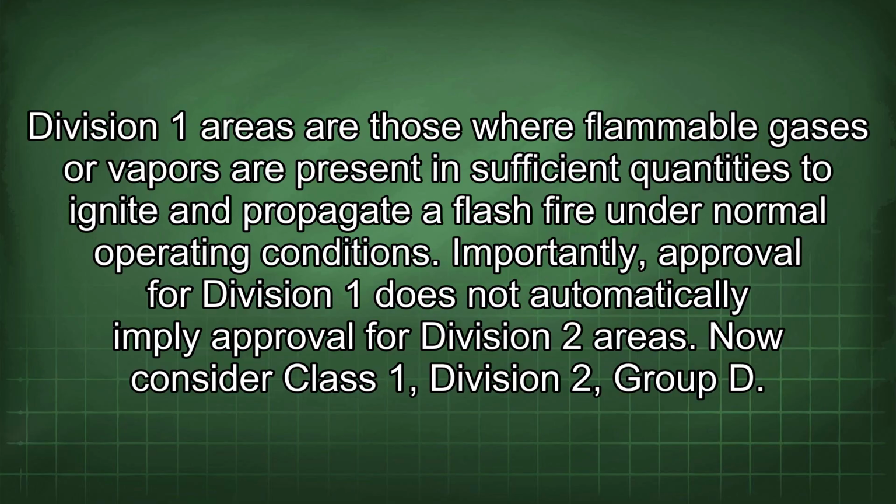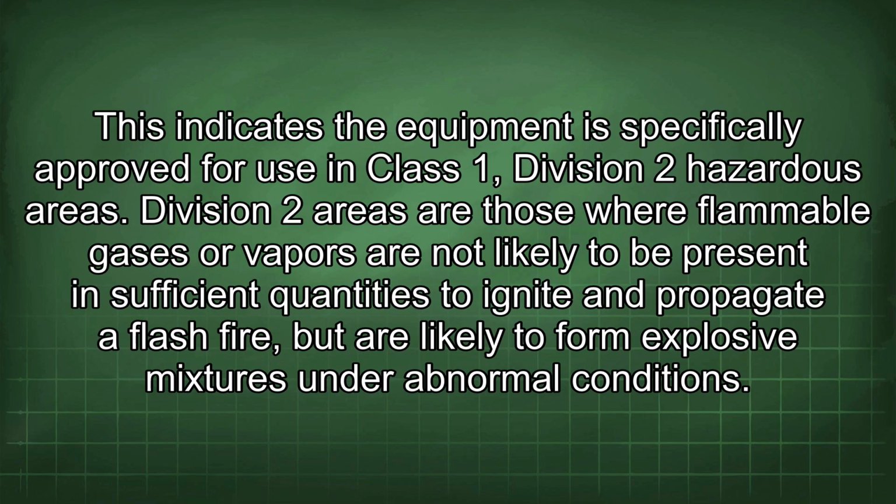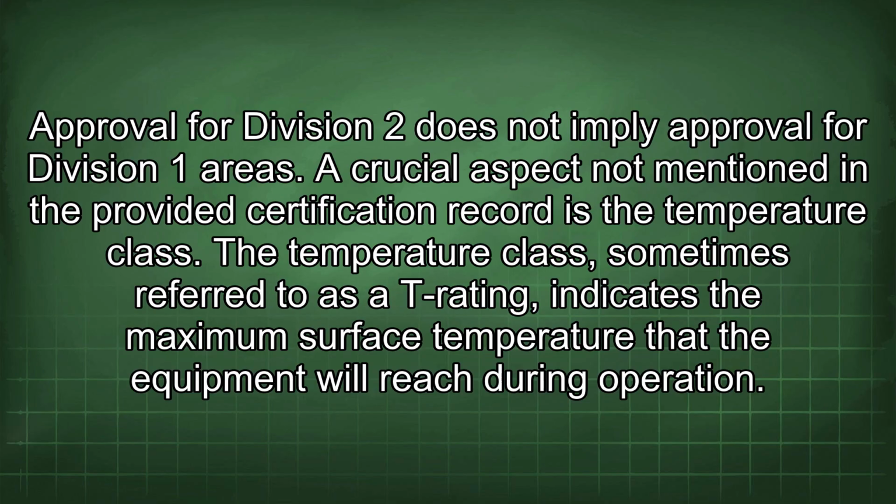Now consider Class 1, Division 2, Group D. This indicates the equipment is specifically approved for use in Class 1, Division 2 hazardous areas. Division 2 areas are those where flammable gases or vapors are not likely to be present in sufficient quantities to ignite and propagate a flash fire, but are likely to form explosive mixtures under abnormal conditions. Approval for Division 2 does not imply approval for Division 1 areas.